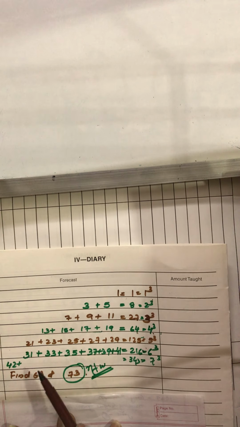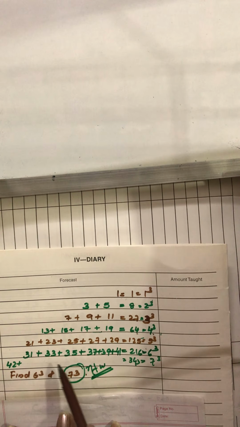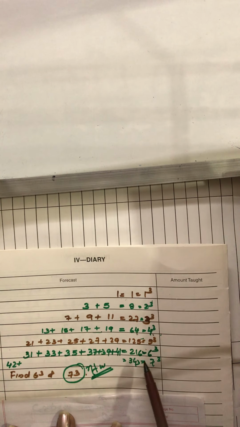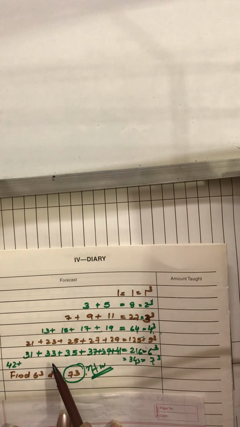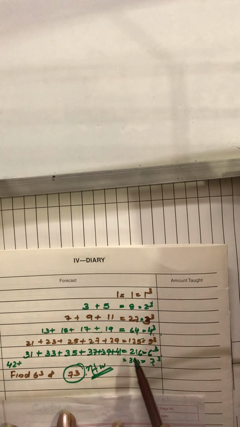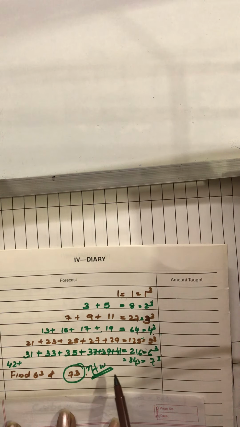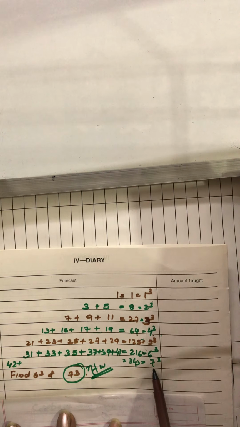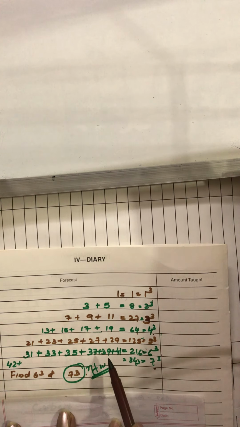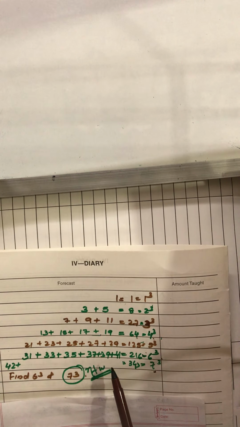That is 125. 31 plus 33 plus 35 plus 37 plus 39 plus 41. That is 6 odd numbers from 31. 6 cube is 216. So you do the next part. 7 cube, that is, we will start from 43. Then how many numbers do we need? 7 odd numbers. Okay.